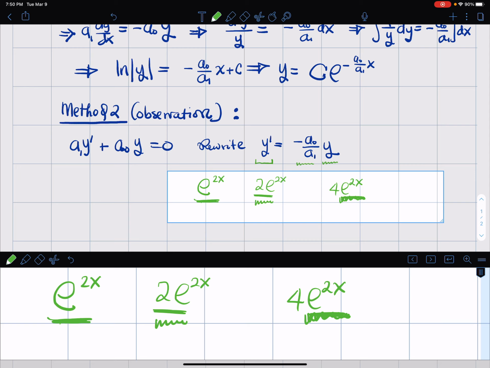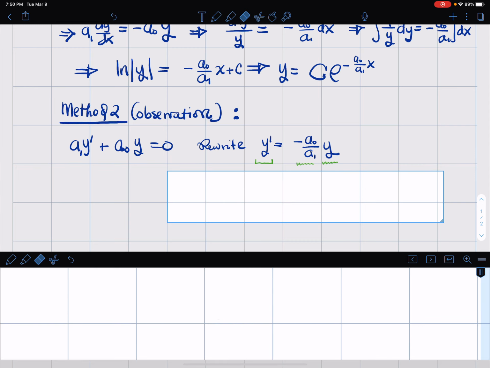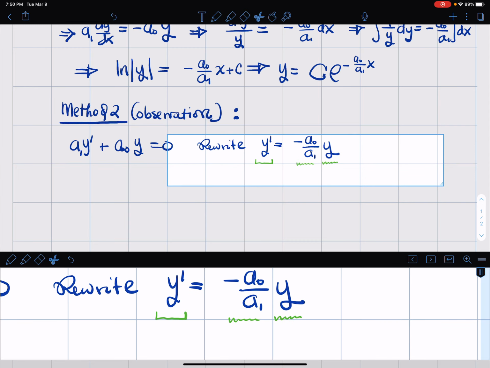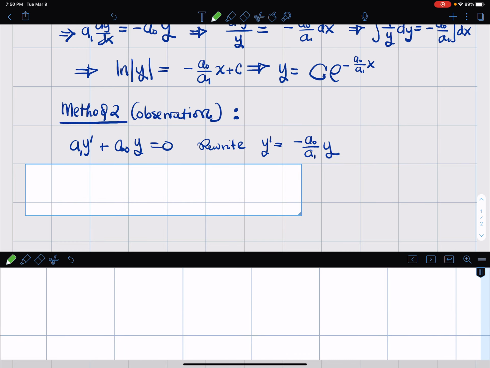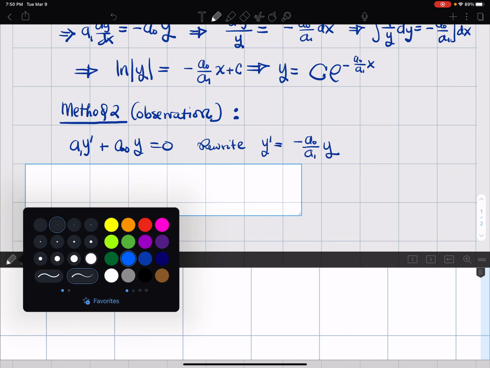So we're going to make a guess. Our guess is that our y has the form of e to the rx. All right? So, a guess.